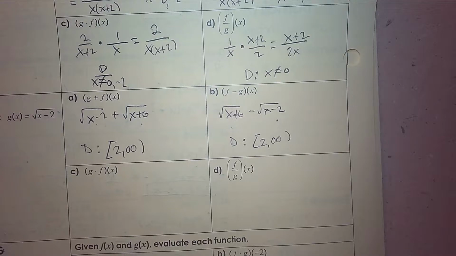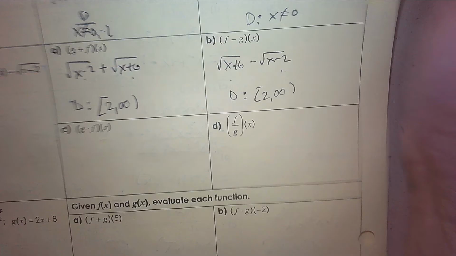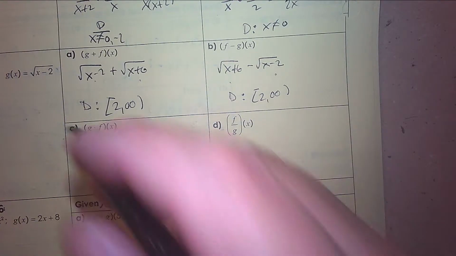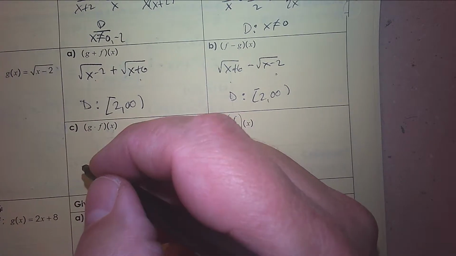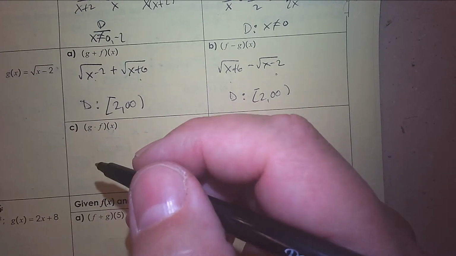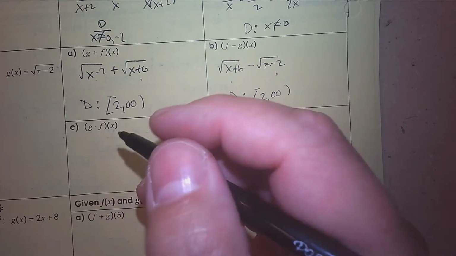All right. C. Where are we at? Fancy Nancy. Let's do this. What are we doing? What does the dot mean? So what am I multiplying?